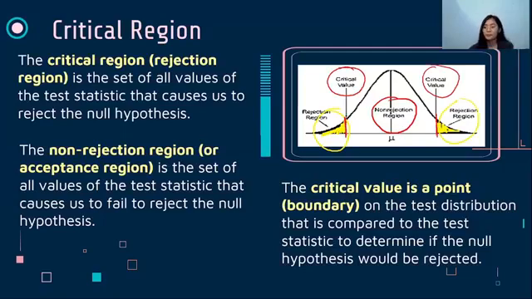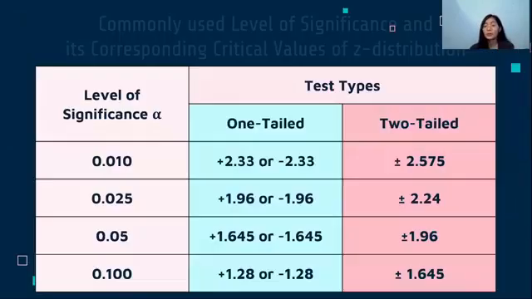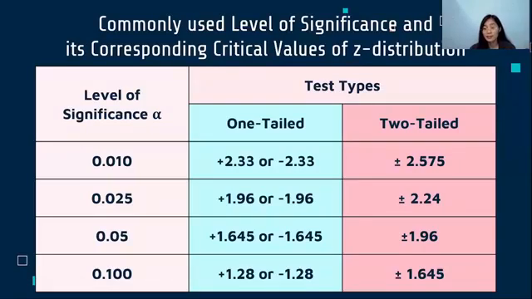Okay, so in the next slide, we have the commonly used significance levels and their corresponding critical values of the Z distribution. For the level of significance equal to 0.01, if we have one tail, that is equivalent to positive 2.33 or negative 2.33. For a two-tailed, we have positive negative 2.575. And for the level of significance equal to 0.025, for one tail, we have 1.96 or negative 1.96. For the two-tailed, we have positive negative 2.24.